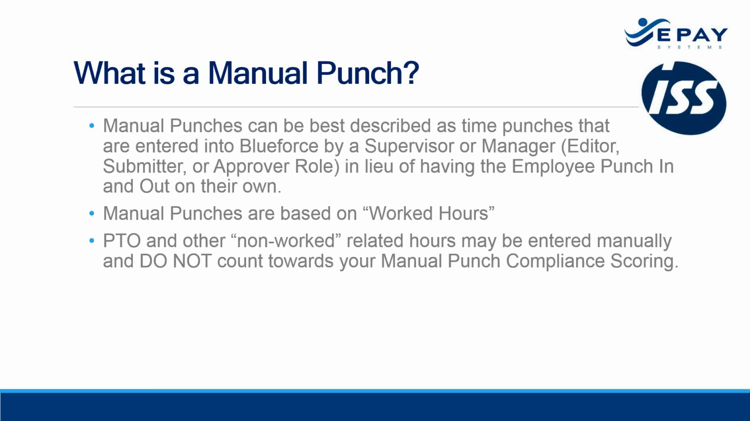Now, PTO and other non-work related hours, such as vacation, sick, jury duty, you name it, all those that are considered non-worked scenarios, do not count against you and do not count towards that manual punch compliance scoring. So we are focused strictly on worked hours. If the employee is working and they are supposed to punch in, then those are the hours that we're looking at when it relates to manual punches.